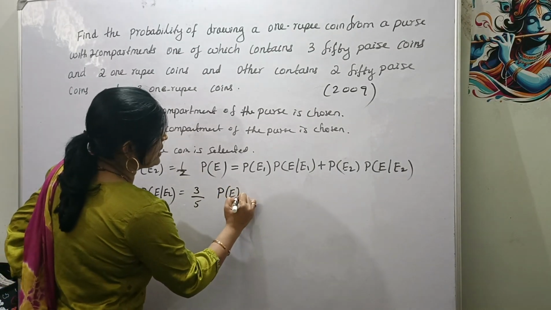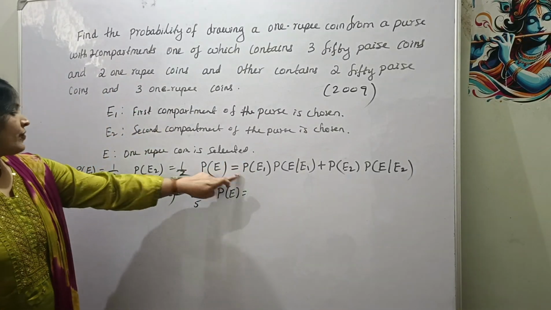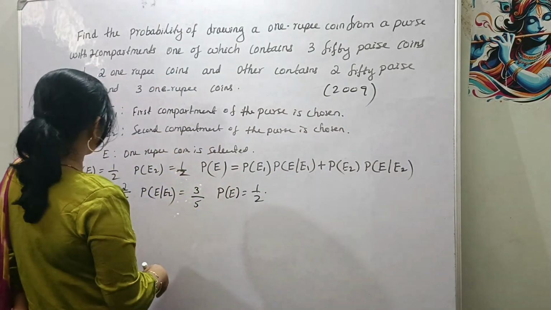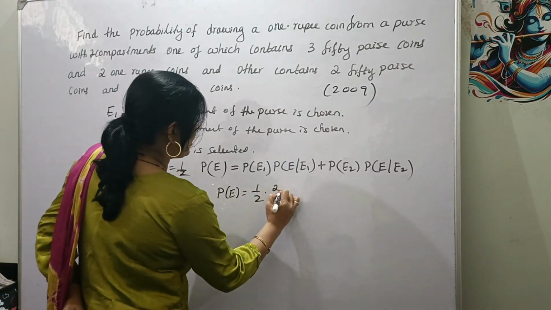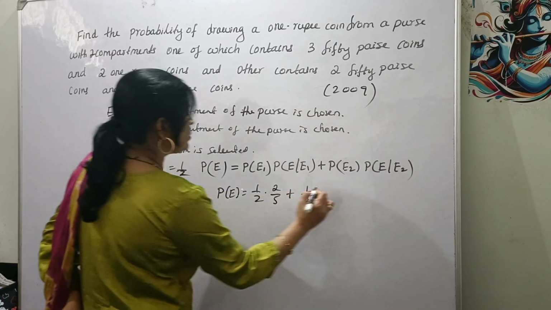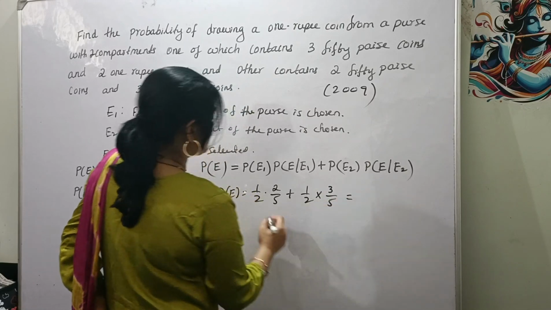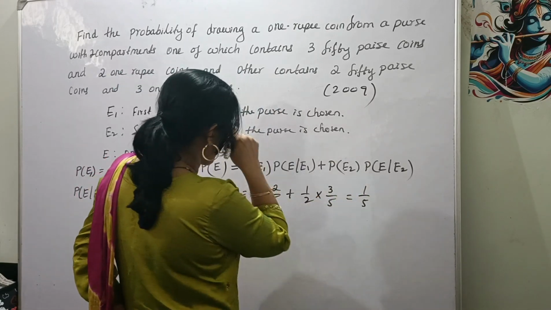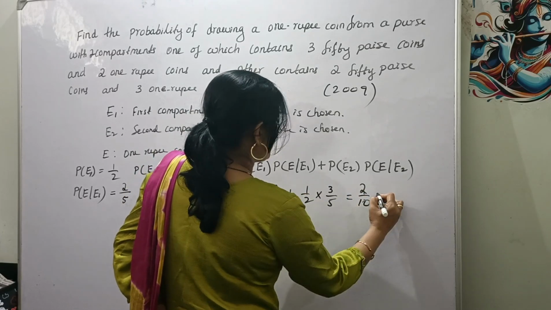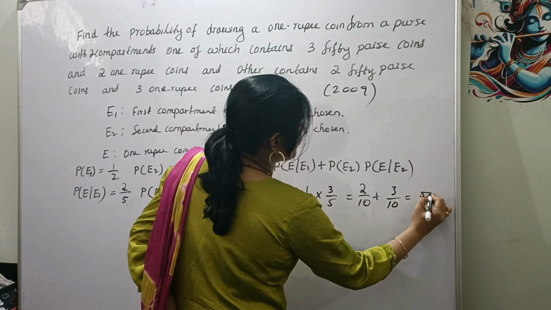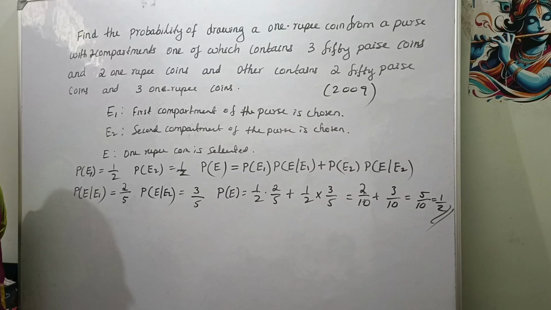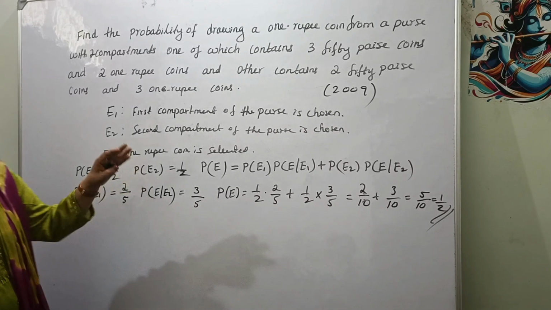Therefore, probability of E is equal to probability of E1, 1 by 2, into probability of E given E1, 2 by 5, plus probability of E2, 1 by 2, into 3 by 5. That is equal to 2 by 10 plus 3 by 10, that is 5 by 10, which is equal to 1 by 2. So the probability that a 1 rupee coin is drawn from the purse is 1 by 2.